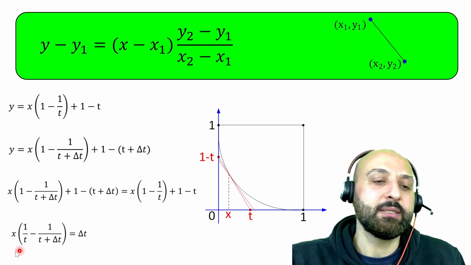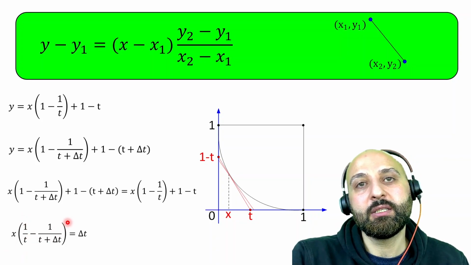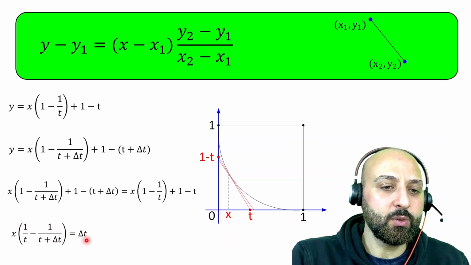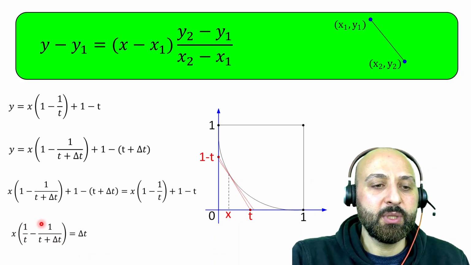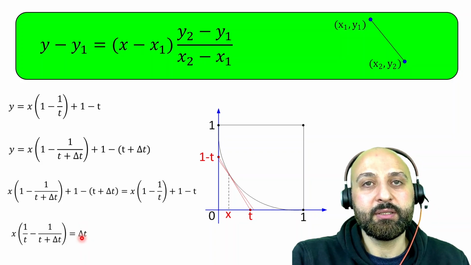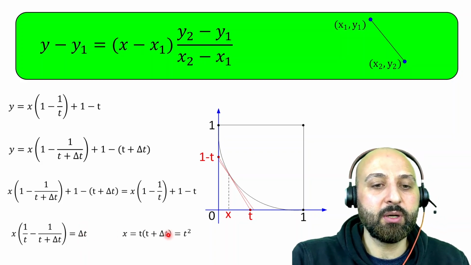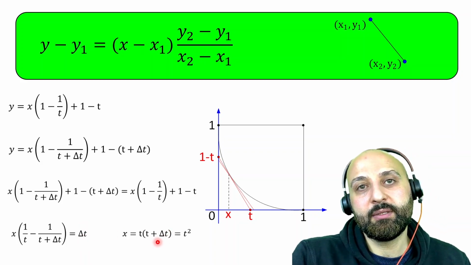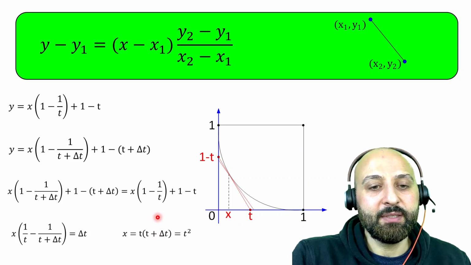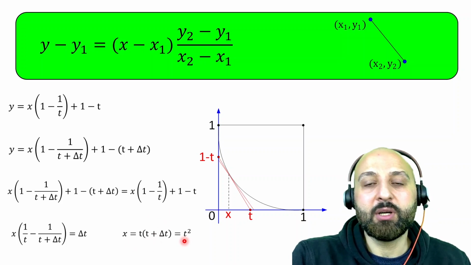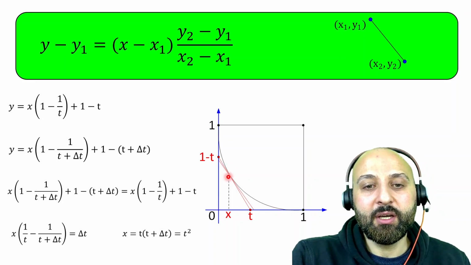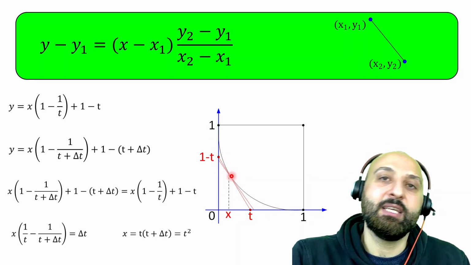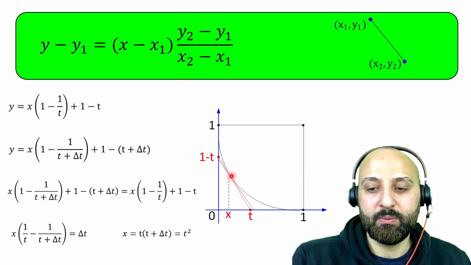Basically what we obtain is x times 1 over t minus 1 over t plus delta t is equal to delta t. We can take common denominator here. This will be t plus delta t minus t. So delta t will remain, delta t with delta t disappears. Therefore, x becomes t times t plus delta t. And that means if delta t goes to 0, x becomes equal to t squared. So the point of tangent to this curve for this line is x equal to t squared.